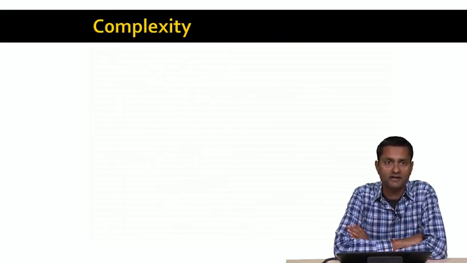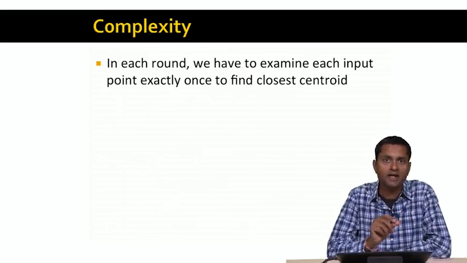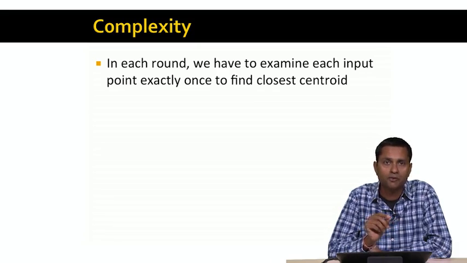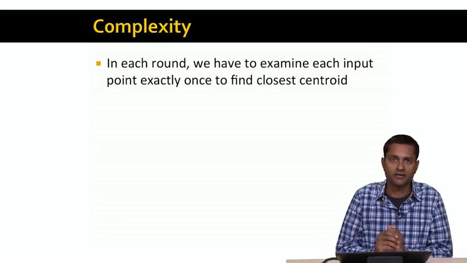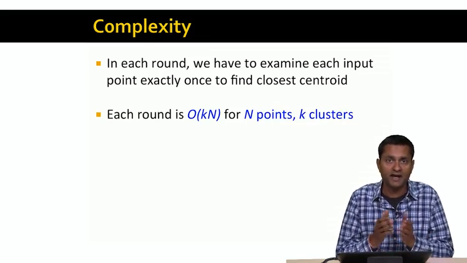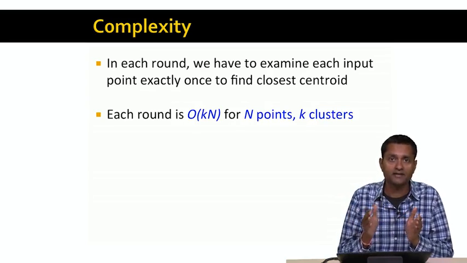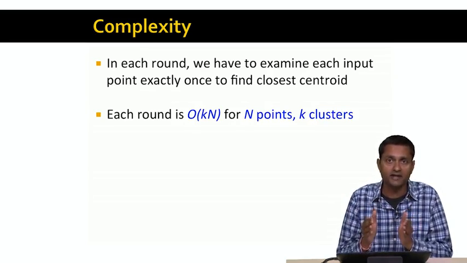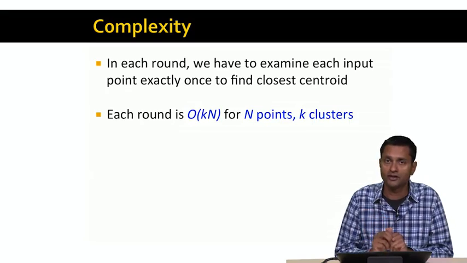Let's consider the complexity of k-means clustering. Now, in each round, we have to examine each input point exactly once. We have to find the closest centroid to that point and assign it to that centroid. Now, since there are n points and there are k centroids, we have to compute the distance of each point from each centroid. So the algorithm is order k times n for n points and k clusters. Now, each round is of complexity k times n.